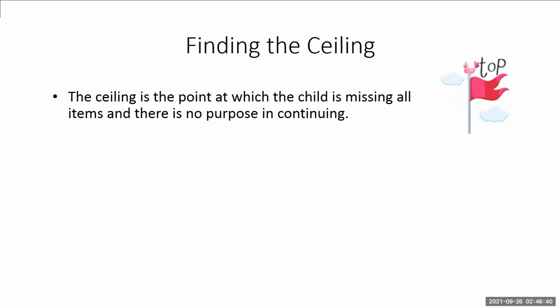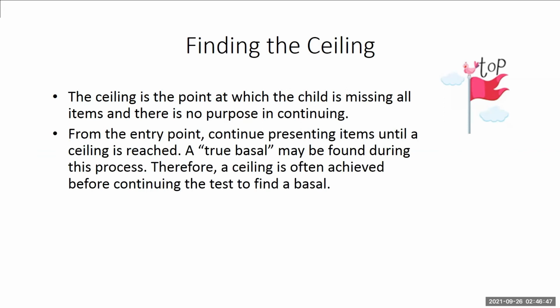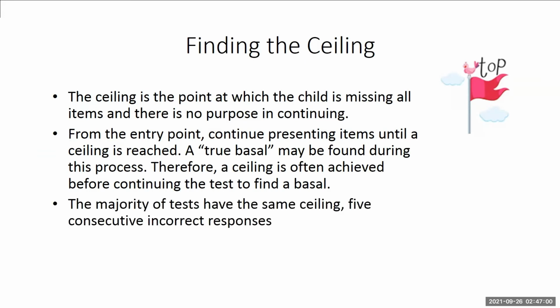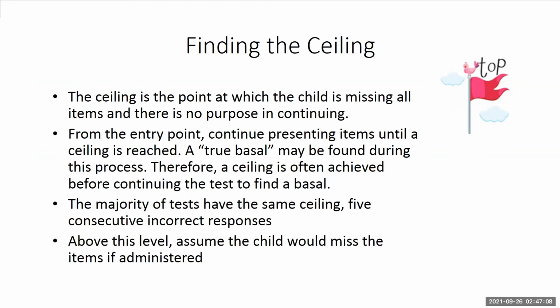The ceiling is the point at which the child is missing all items and there is no purpose in continuing. From the entry point, continue presenting items until a ceiling is reached. A true basal may be found during this process. Therefore, a ceiling is often achieved before continuing the test to find a basal. The majority of tests have the same ceiling, 5 consecutive incorrect responses. Above this level, assume the child would miss the items if administered.